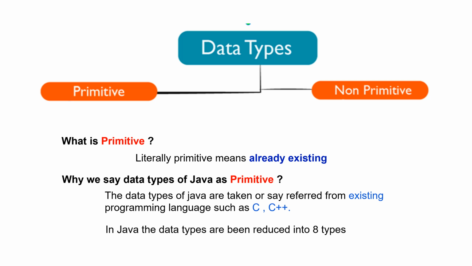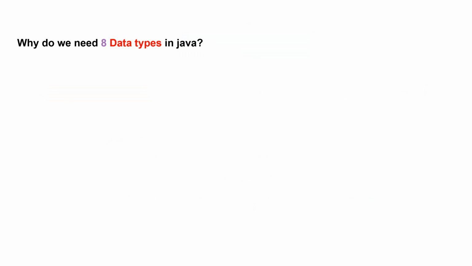But in Java, they have reduced all this into just 8 data types. In that way, they simplified the Java language. Why do we need 8 data types in Java? The answer is very simple: space optimization.